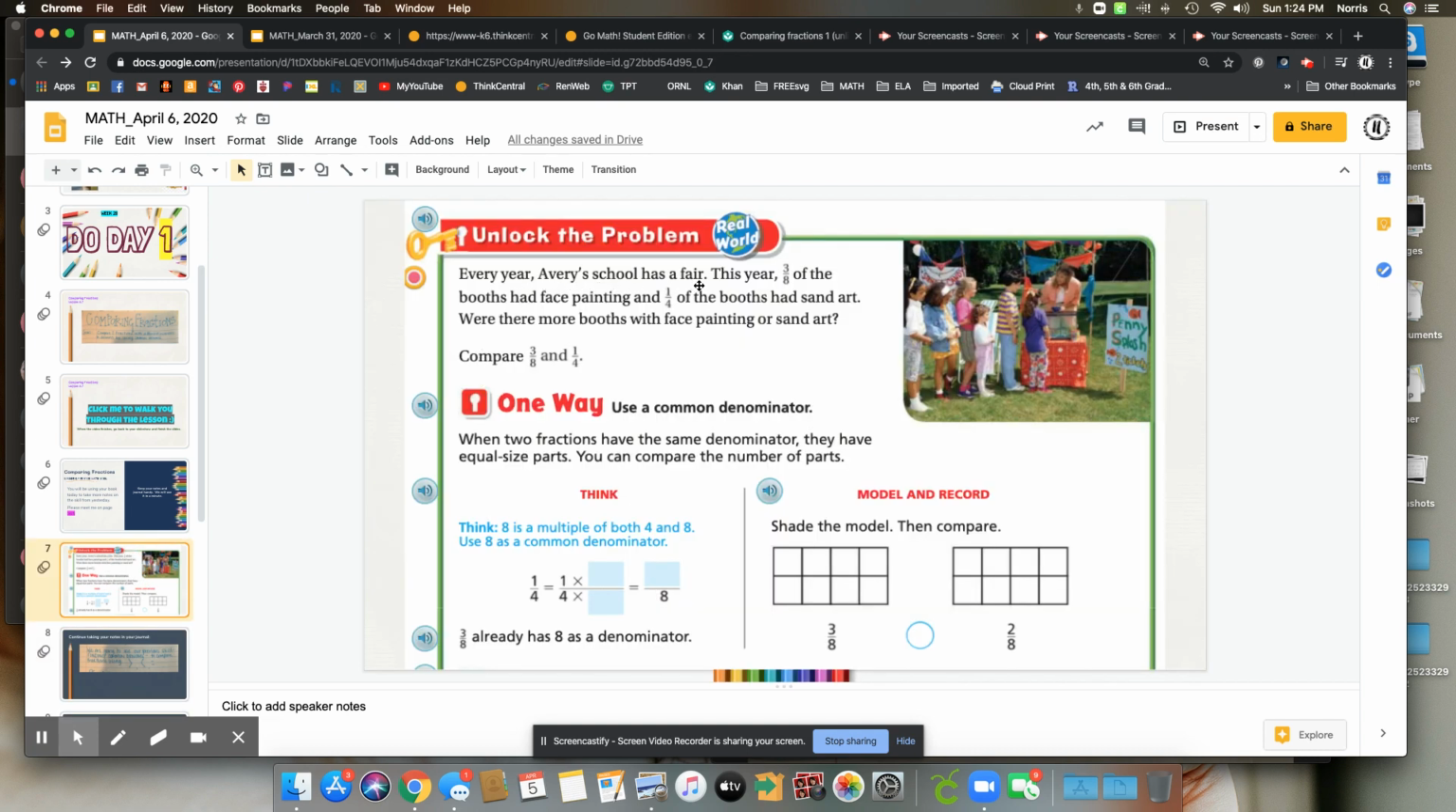Every year, Avery School has a fair, and this year, 3/8 of the booths had face painting and 1/4 of the booths had sand art. So were there more booths with face painting or with sand art? So we're comparing them. Is 3/8 greater than, less than, or equal to 1/4?